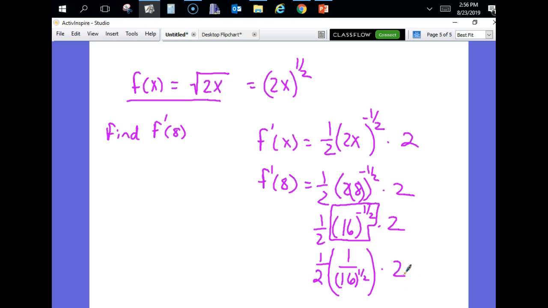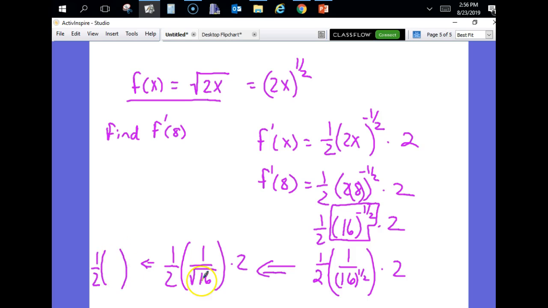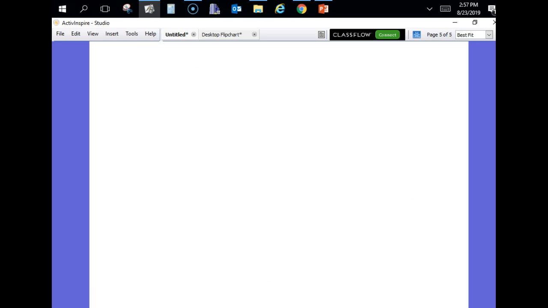And then another thing you have to be aware of is the fact that 16 to the 1/2 power really means the square root of 16. And then from there, I imagine you guys would be fine. So we have 1/2 times 1/16 is 1/4 times 2. Okay, well the 2's cancel and you're basically left with a 4th. So that's an example of how to simplify an expression when you have a negative fraction exponent there. Okay. All right, so that's the end of that one.